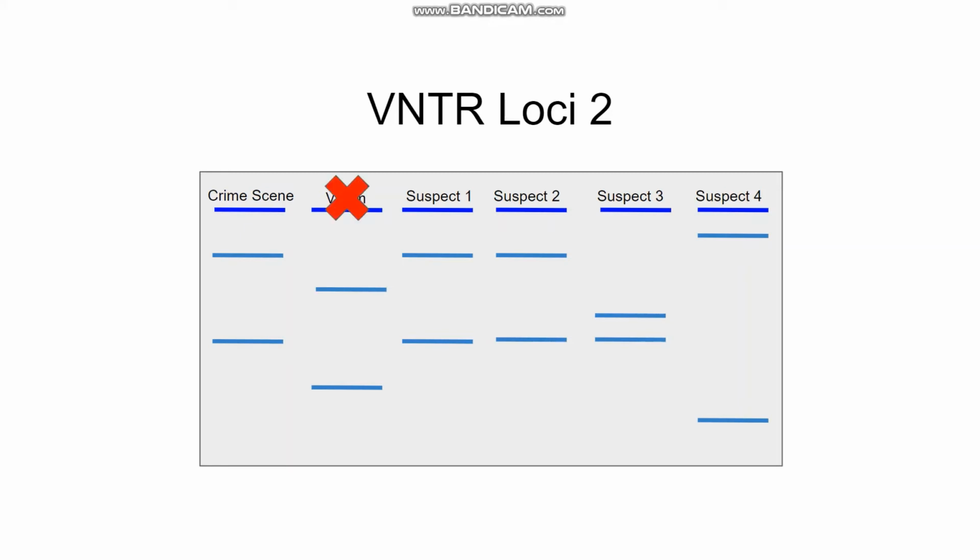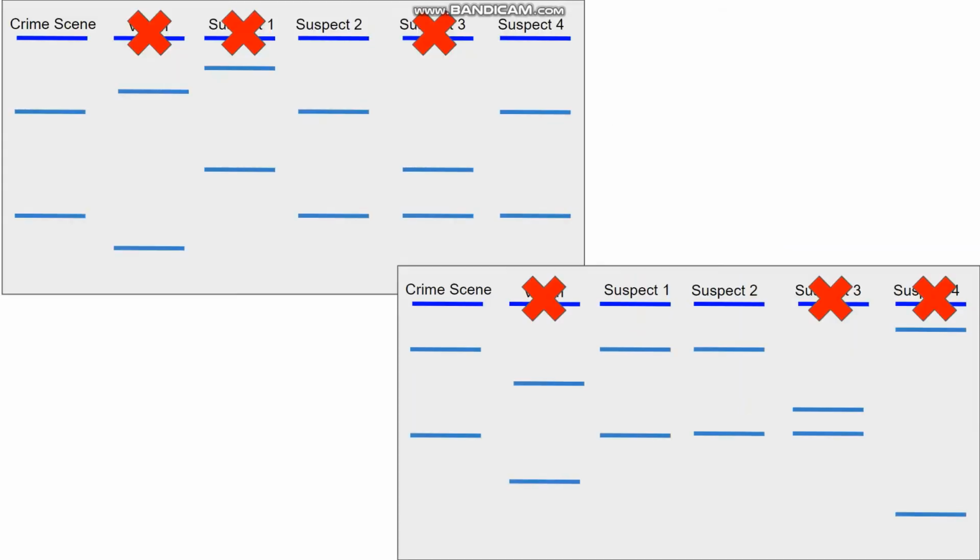It looks like the victim, again, doesn't match at any alleles. Suspect 1 has both alleles that match with the sample. Both of suspect 2's alleles also match the sample alleles. Suspect 3 has one allele that matches the sample, but the other does not, so we can rule out suspect 3. And suspect 4 has no alleles that match the sample from the crime scene, so we can also rule out suspect 4. Now let's look at the information from both loci that we just annotated side by side.